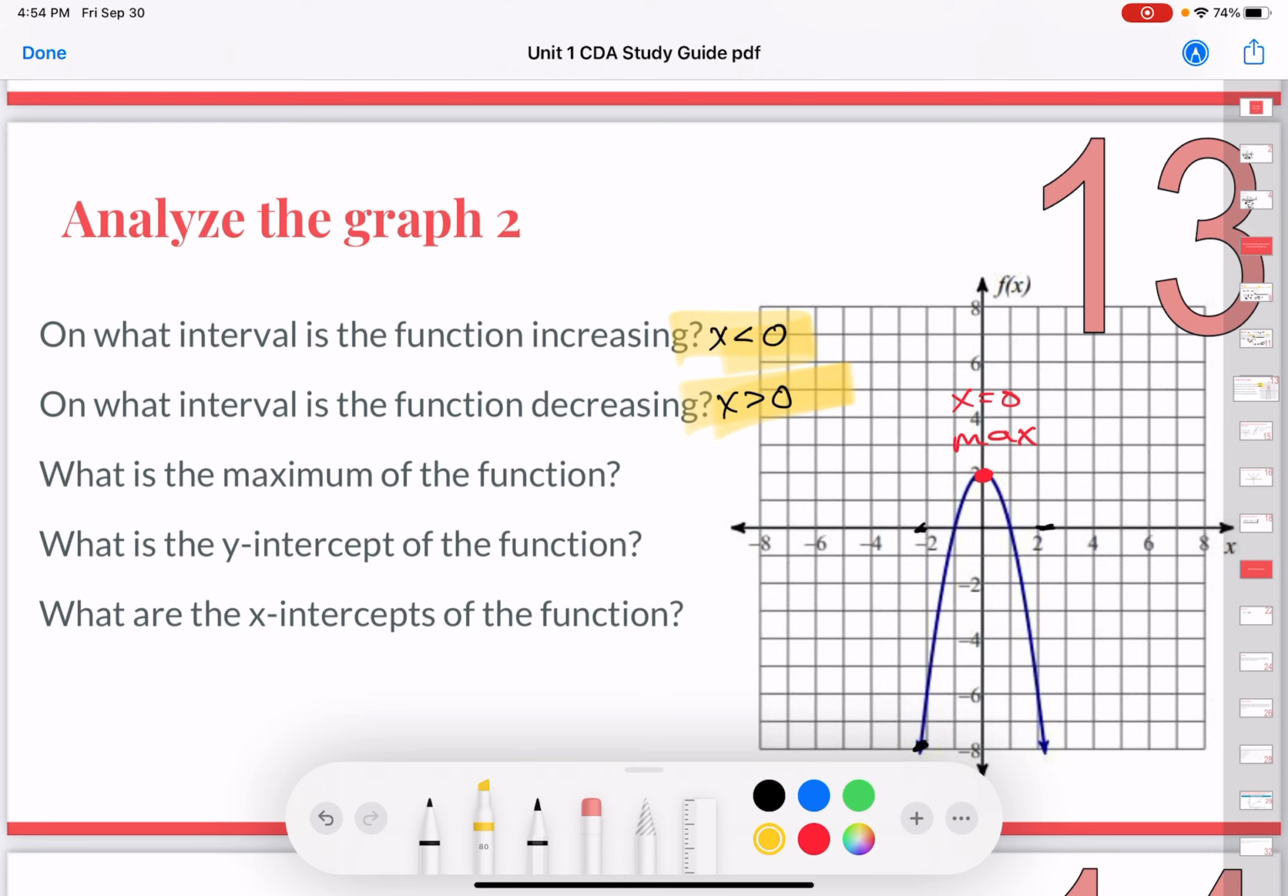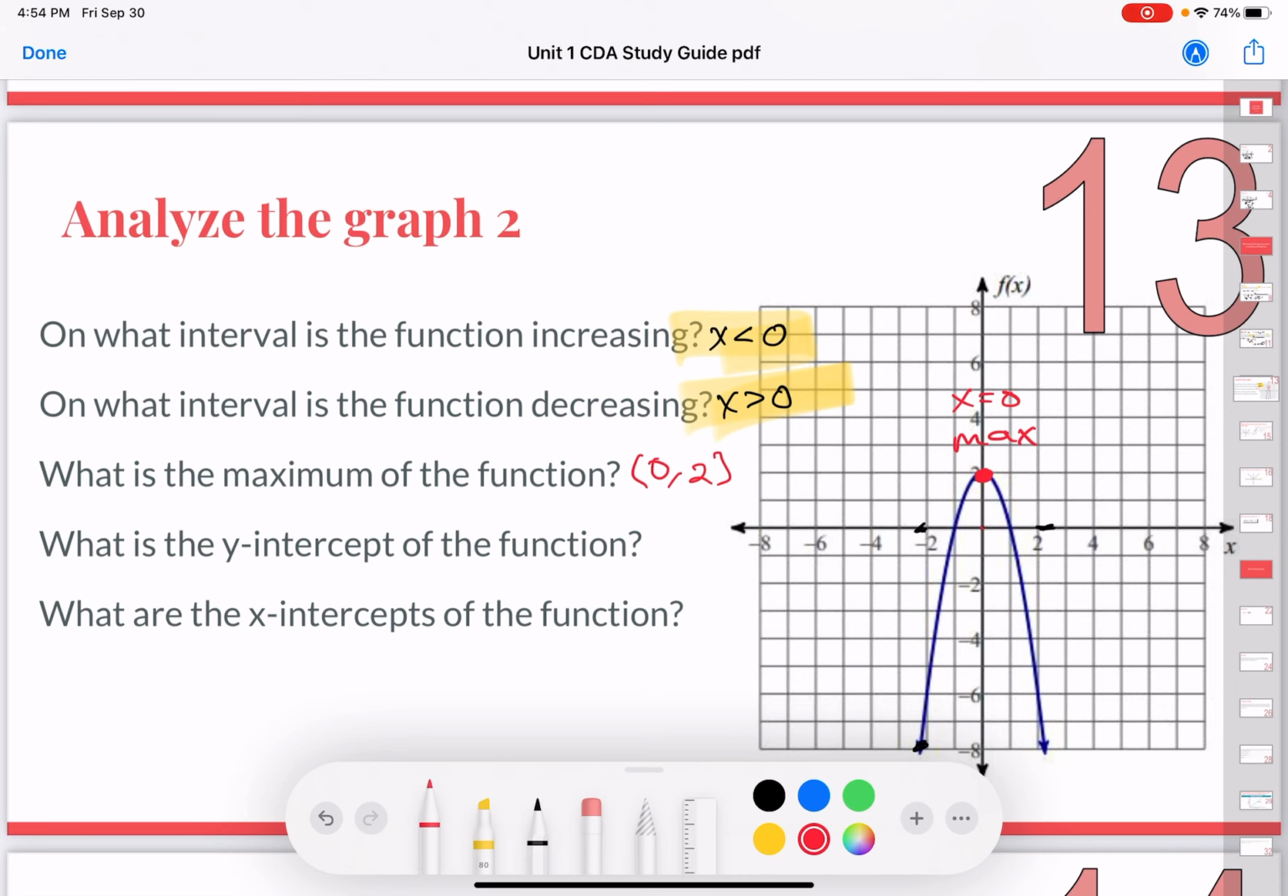What's the maximum? Well, we're halfway there. We said what the x value was for the maximum. So when x is 0 right here, then y looks like 2. So the maximum is (0, 2).